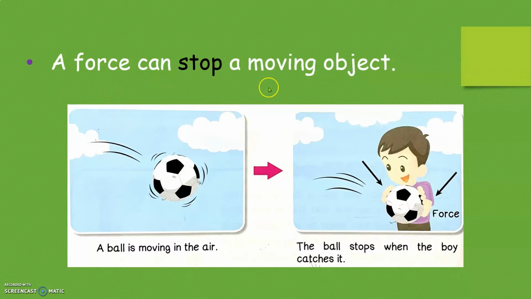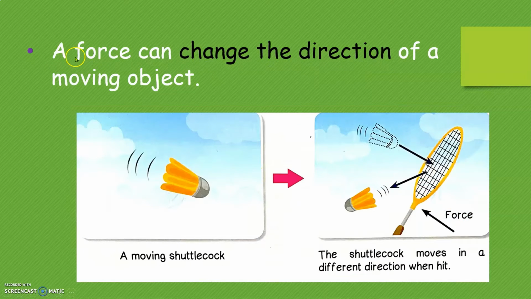A force can stop a moving object. A ball is moving in the air. The ball stops when the boy catches it. A force can change the direction of a moving object. A moving shuttlecock. The shuttlecock moves in a different direction when hit.